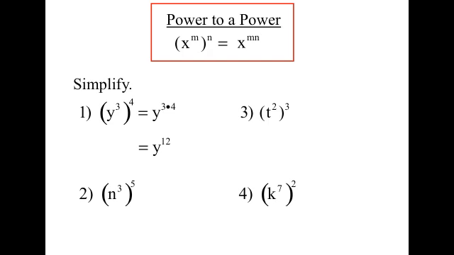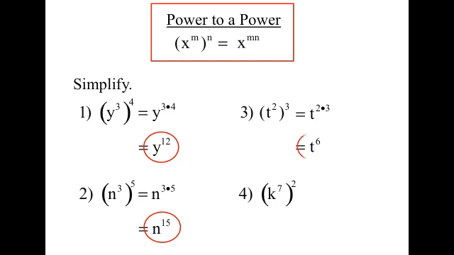Now check your work. Number 2 is n to the 3rd power times the 5th power, which simplifies to n to the 15th. Number 3 is t to the 2nd power times the 3rd power, which simplifies to t to the 6th. Number 4 is k to the 14th power.